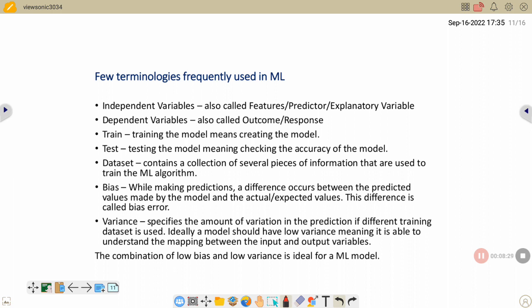So coming to the next slide, few terminologies frequently used in ML. First terminology is independent variables. So what is an independent variable? It is also called predictor, features. You will find several terminologies used in several textbooks. All have the same meaning. Independent variables can also be called features. It can also be called predictor. It can also be called an explanatory variable.